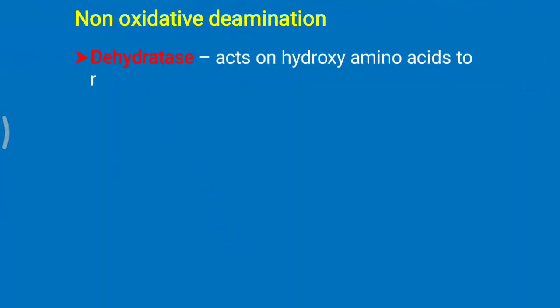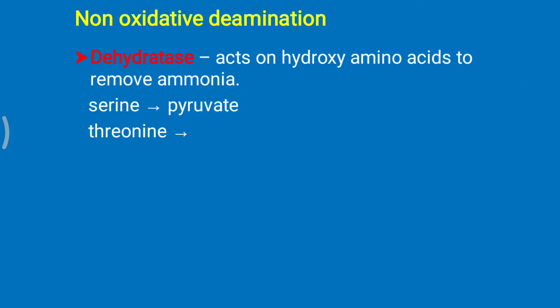Now, non-oxidative deamination. What we have seen so far is oxidative deamination, the transdeamination reaction. Sometimes there is non-oxidative deamination, particularly by dehydratase, which acts on hydroxyl amino acids to remove ammonia. Which are the hydroxyl group containing amino acids? Serine and threonine. They undergo the action of the enzyme dehydratase. Serine is converted to pyruvate, and threonine is converted into alpha ketobutyric acid, releasing this ammonia molecule. That is called non-oxidative deamination.